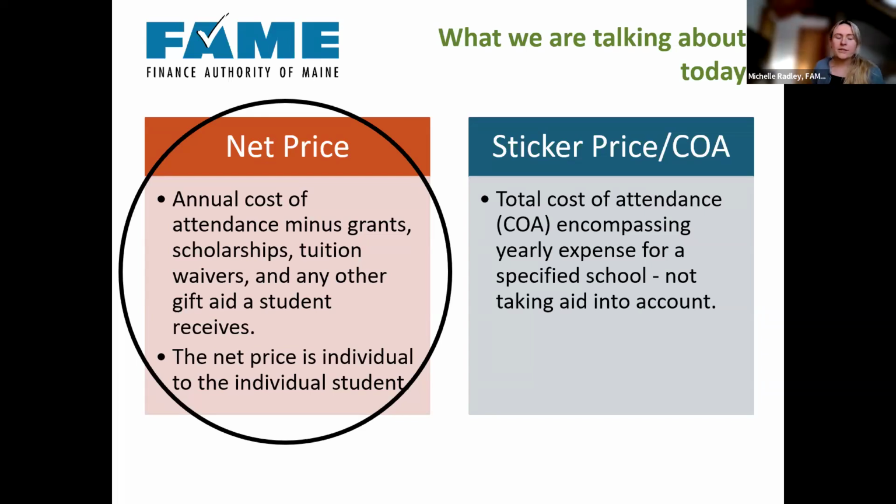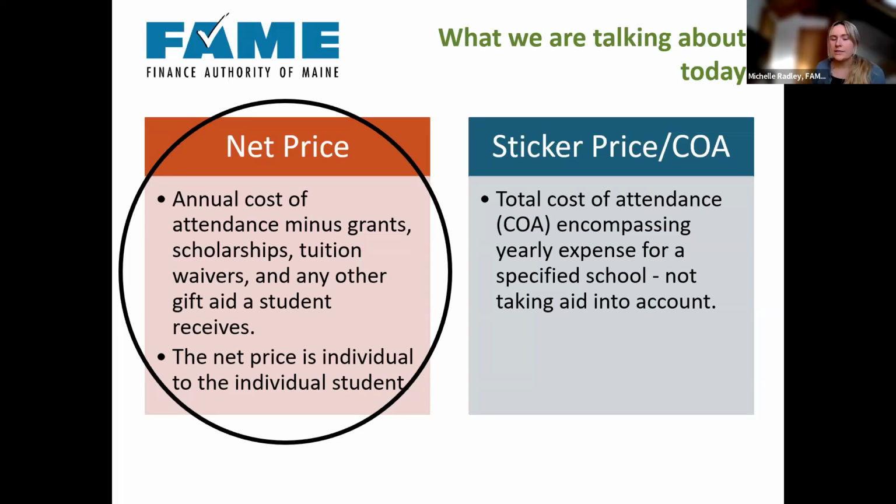So what net price really is, it's that cost of attendance, so maybe what you find when you Google how much it costs to attend this school, minus any sort of gift money that you don't have to pay back. That would be things like grants, scholarships, maybe a tuition waiver if the student were eligible, and any other sort of gift aid that they might receive. So it's the cost of attendance minus the free money. Obviously not encompassing things that will need to be paid back, like student loans, but basically everything else.